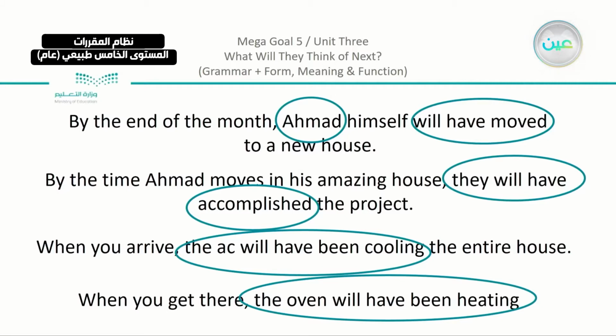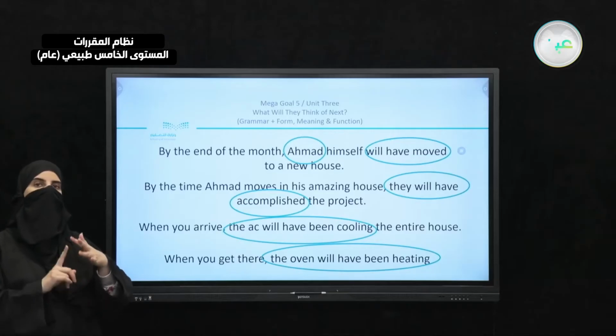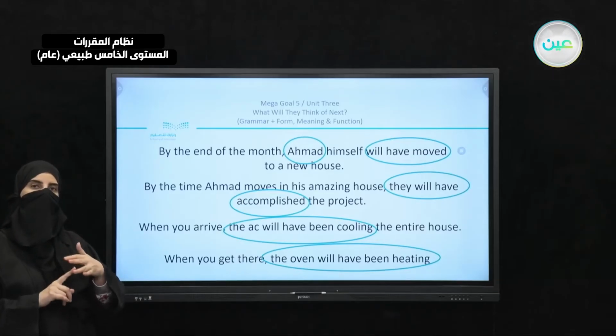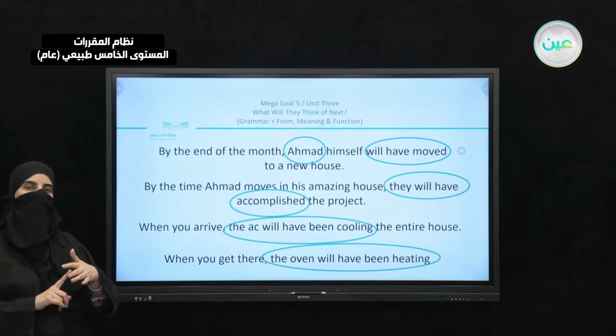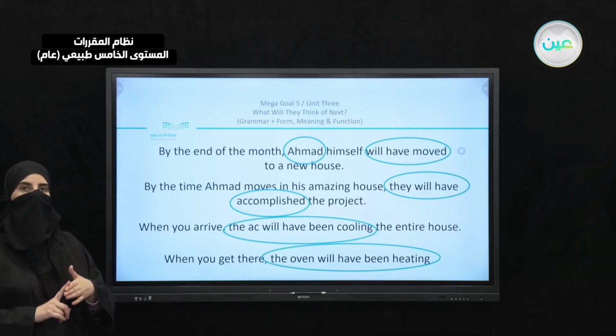In the second part, we have here when you arrive, the AC will have been cooling the entire house, and when you get there, the oven will have been heating. You can see that we have here also will, have, but this time we have here been, and we have here the verb with ing.